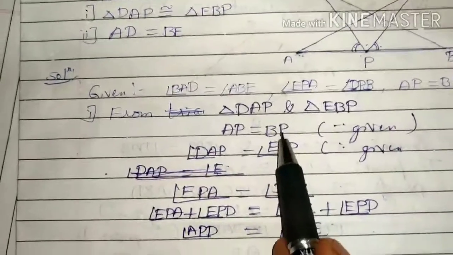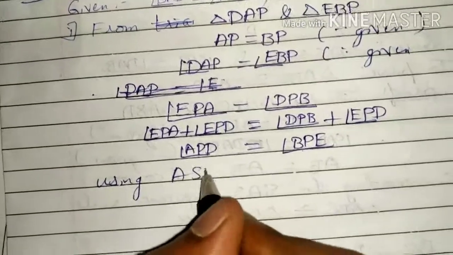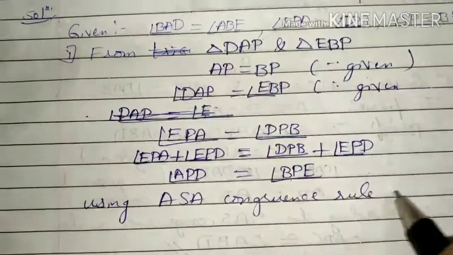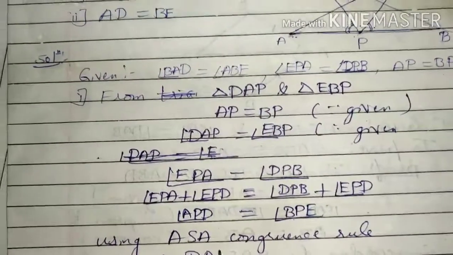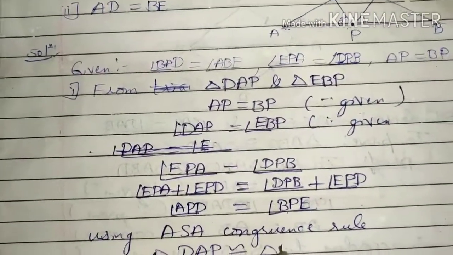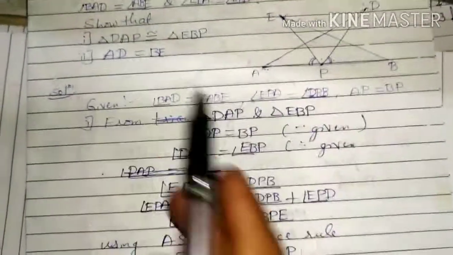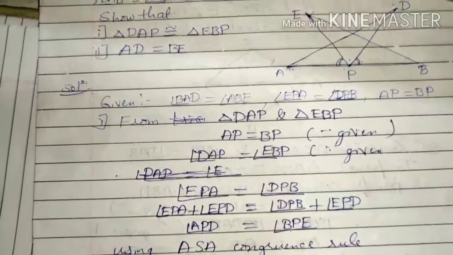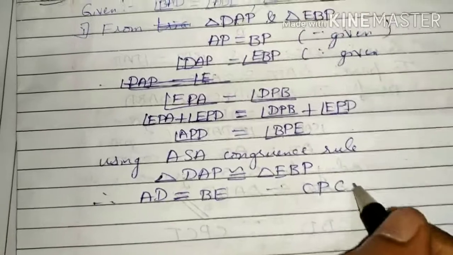So therefore side angle side, using ASA congruence rule, what you can say, triangle DAP is congruent to triangle EBP. That is how you prove. Then AD is equal to BE. Definitely AD is equal to BE because of CPCT. Therefore AD is equal to BE because corresponding parts of congruent triangles, CPCT.